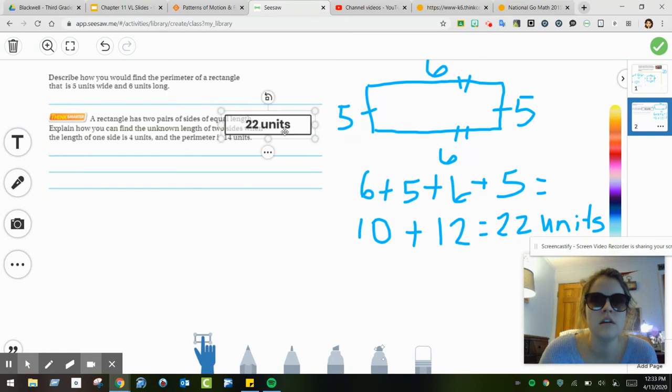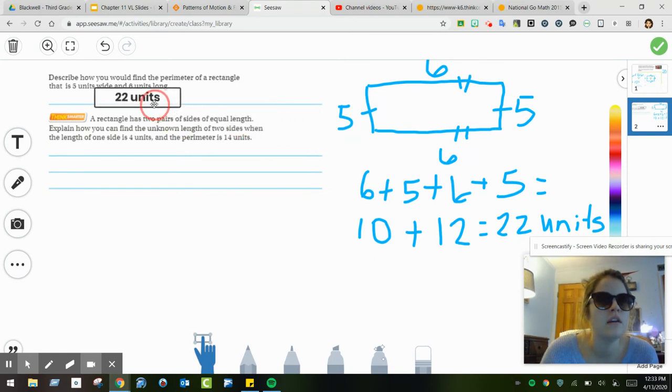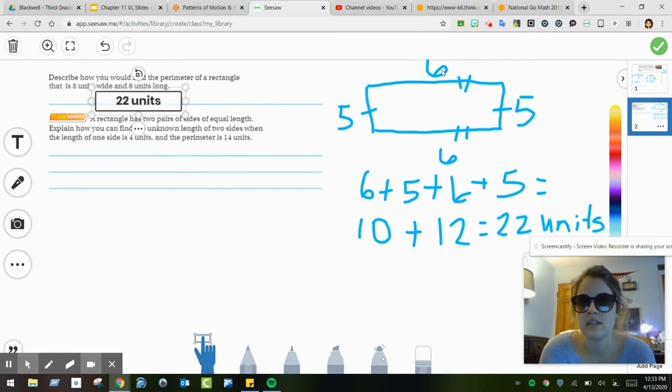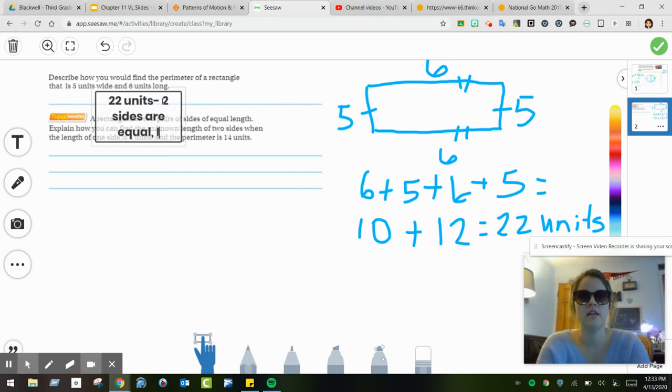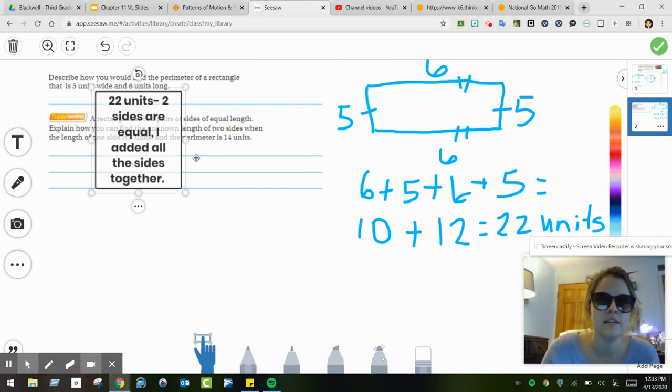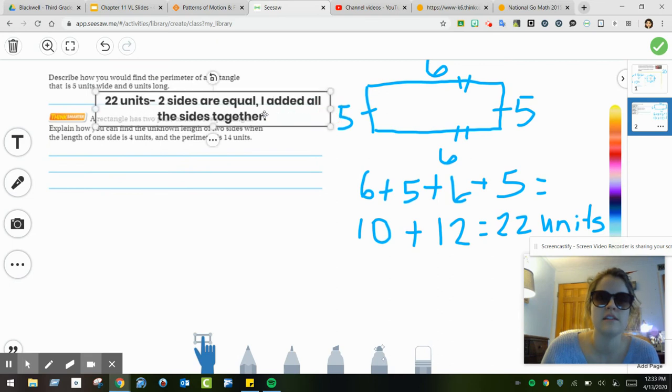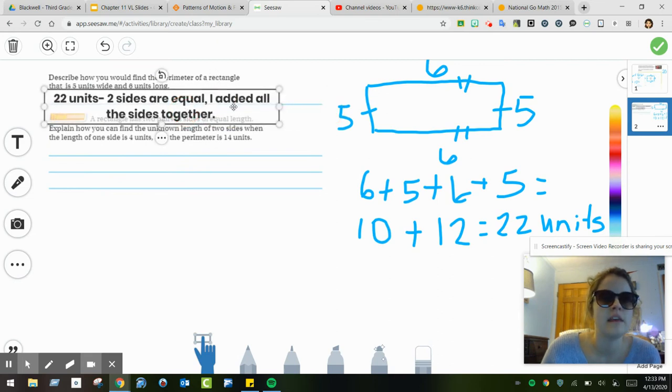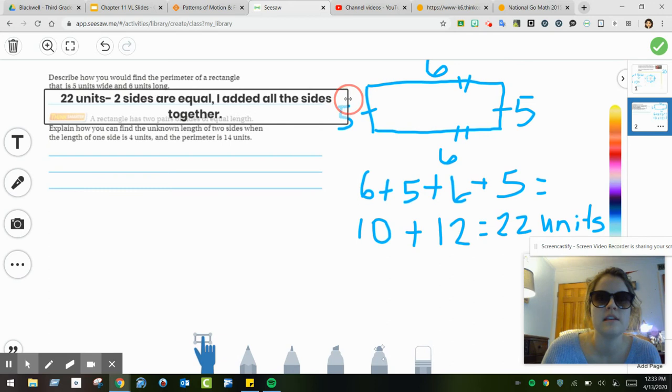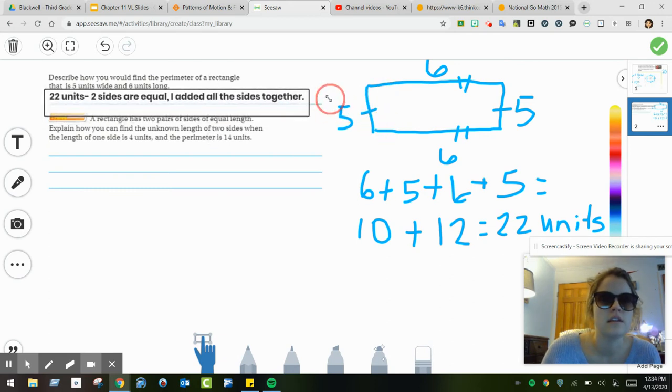And I'm going to go ahead and put that right here. The way I found that was I knew that these two sides were equal, and I added all the sides together. That's how I did that. So I'm going to go ahead and stretch that out so it sits on this nice line. Someone can come later and grade my work and read it, and it'll be so easy for them to figure out what I was trying to say. Great. All right, let's try part 2.